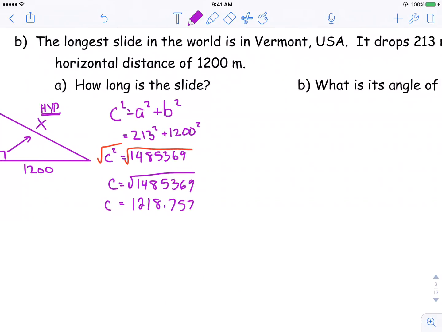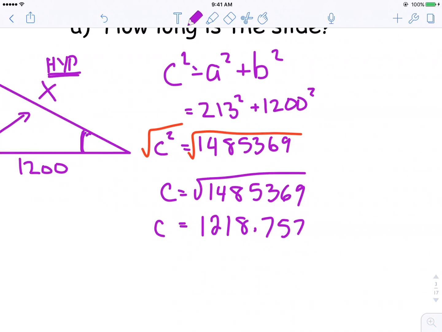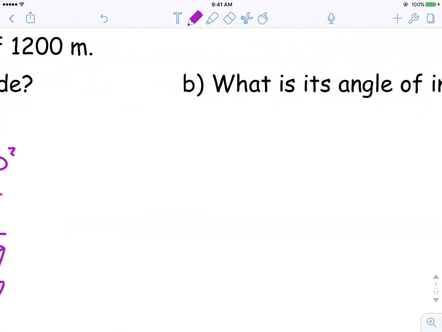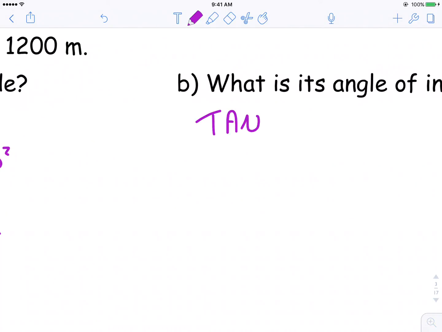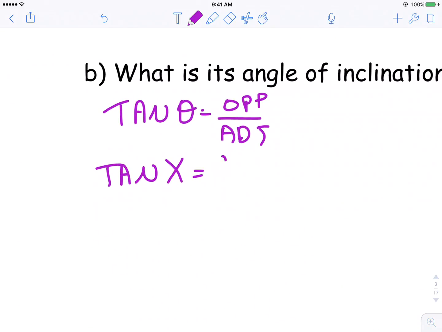Question B, what is the angle of inclination of the slide? What is this angle? Let's call this angle X. Label our triangle. Well, I have the hypotenuse labeled already. 213 would be our opposite side. 1,200 would be our adjacent side. I go to my formula. Tangent of an angle is equal to opposite over adjacent. Substitute what I know. Tangent of X is equal to my opposite, which is 213 over 1,200.